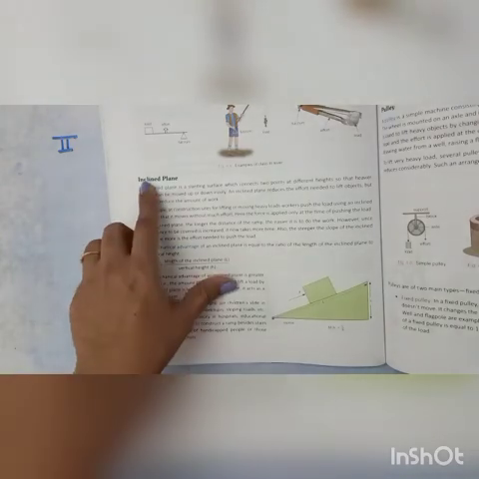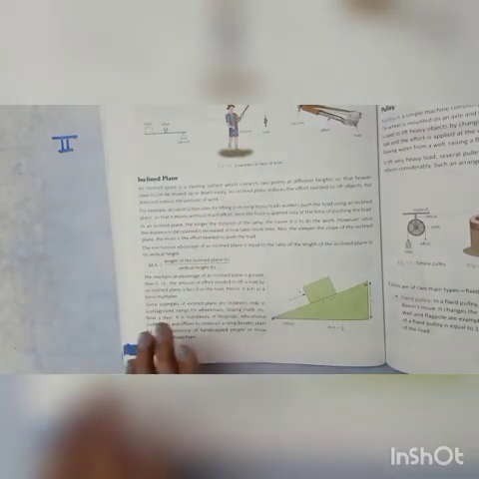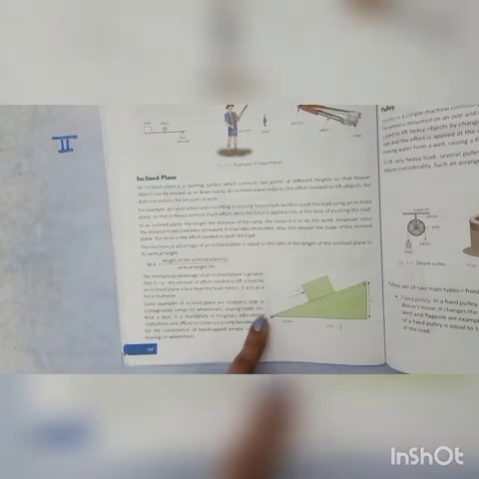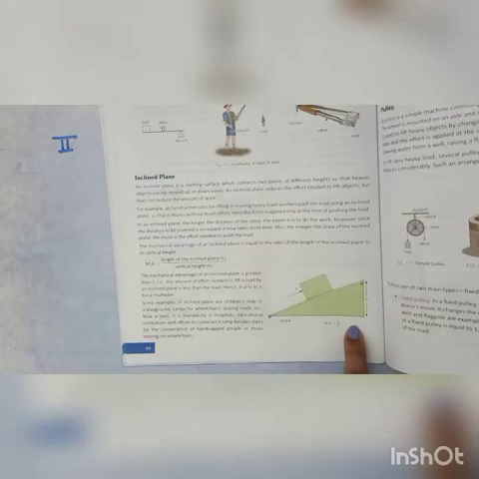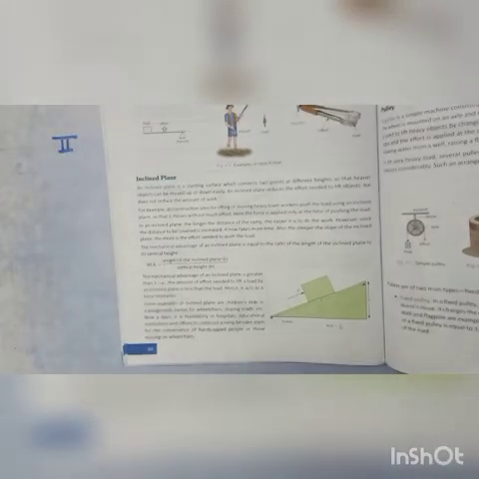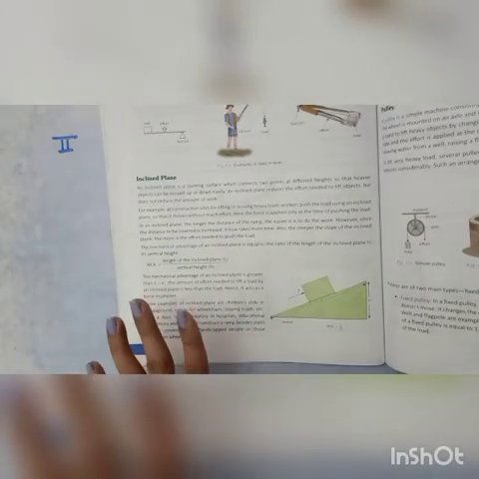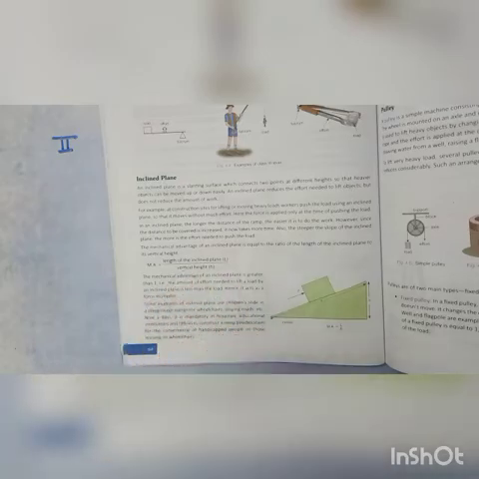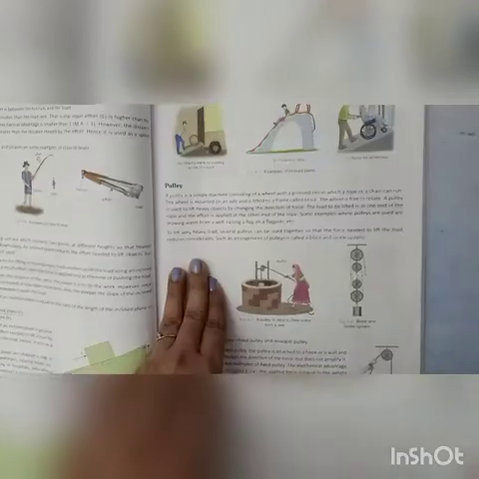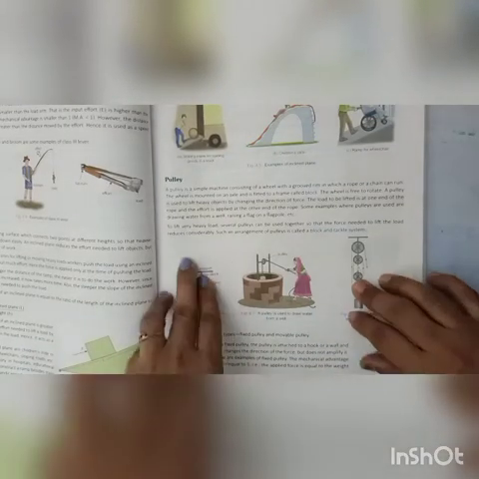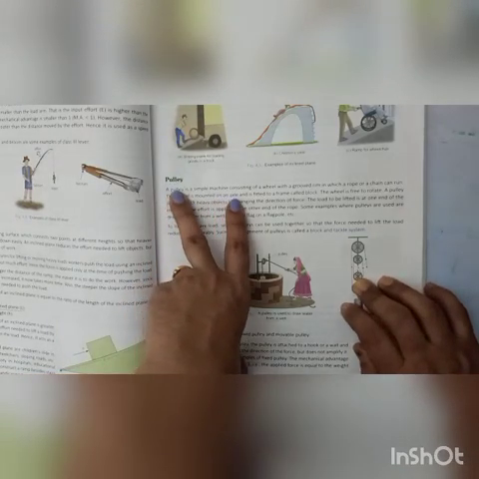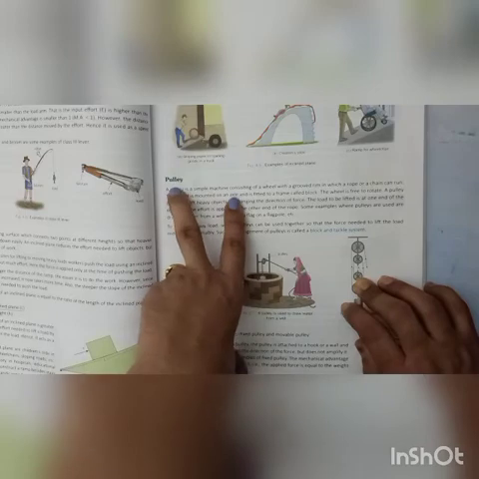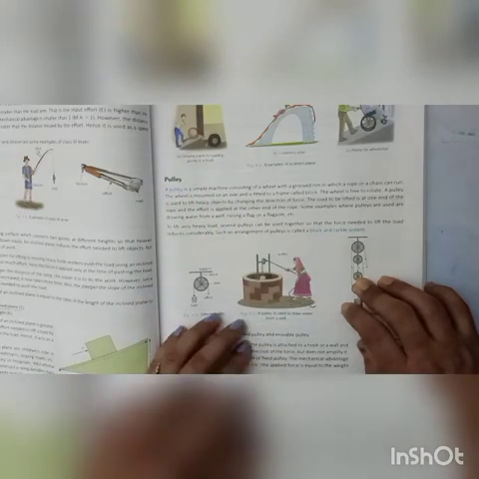Okay, so inclined plane is clear to you. So here you can see the slanting structure along with the vertical height. Okay, so this is your second most important simple machine. Now we will read about the third simple machine and most common simple machine, that is the pulley. So you already know about pulley.